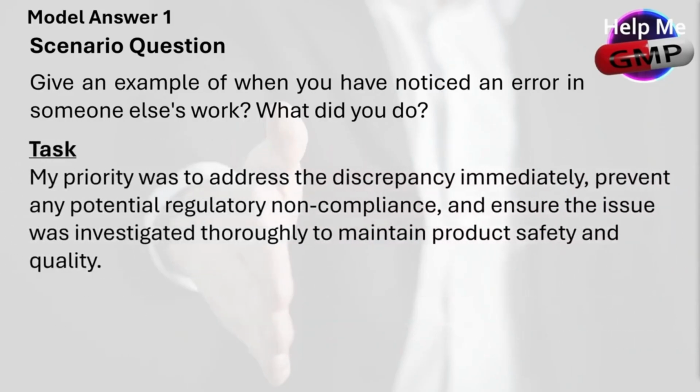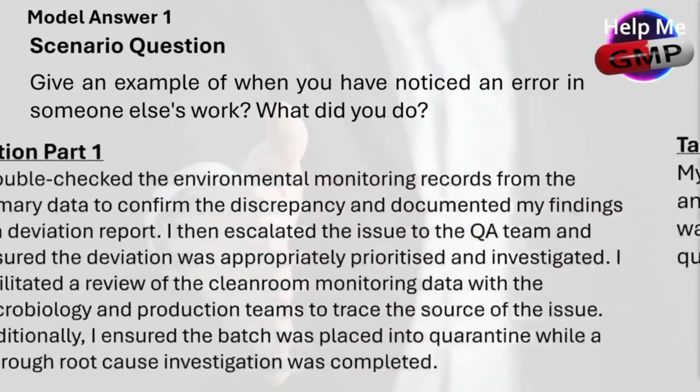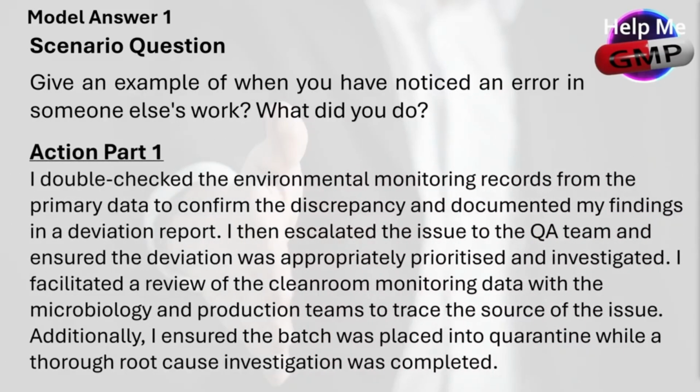My priority was to address the discrepancy immediately, prevent any potential regulatory non-compliance, and ensure the issue was investigated thoroughly to maintain product safety and quality. The next part is really important, the action you took. I double-checked the environmental monitoring records from the primary data to confirm the discrepancy and documented my findings in a deviation report. I then escalated the issue to the QA team and ensured the deviation was appropriately prioritized and investigated.